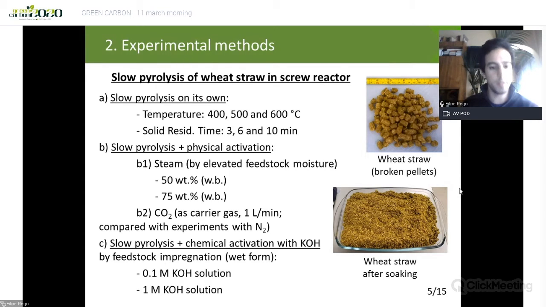For these modifications, I chose the lowest and highest temperatures I used before to compare the effects and see the differences. And I chose the highest residence time because I wanted the highest time of exposure between the CO2 or the steam with the solids, because activation is usually done for at least 1 hour, or can be less, but traditionally at least 1 hour. So this was the maximum possible.